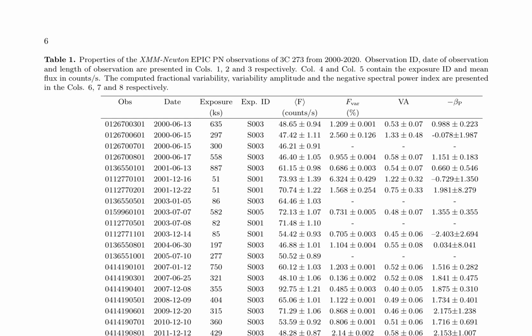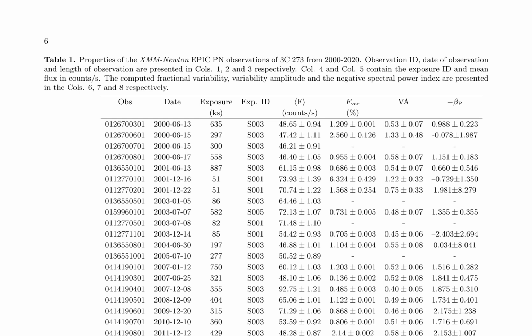Table 1 presents the properties of XMM-Newton epoch PN observations of Blazar 3C273 from 2000 to 2020. The observations are characterized by their IDs, dates, durations, exposure IDs, mean fluxes in counts per second, fractional variabilities, variability amplitudes, and negative spectral power indices. Notably, the highest fractional variability of 6.3% occurred in 2001, while the lowest value of 0.485% was observed in 2007.